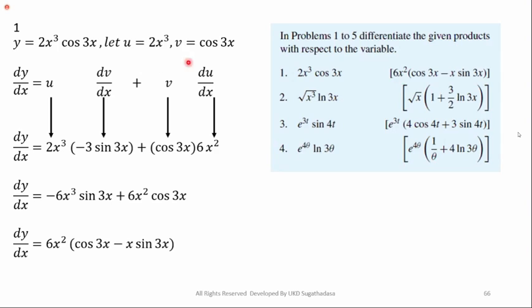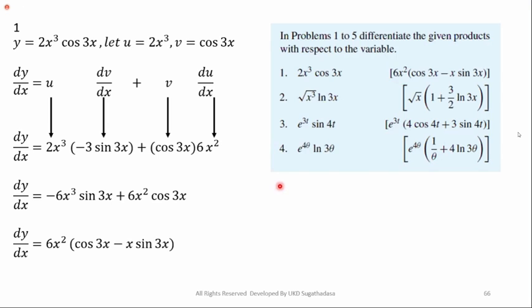dv by dx, what is v? v is this function, cos 3x. The differentiation of cos 3x, which we did earlier, is minus 3 sin 3x. That's what you get for this part. The v function you can write straight away, that is cos 3x, but then the differentiation of the other function, du by dx. u is 2x3. So differentiating 2x3 gives 6x2: 2 is a constant, and the differentiation of x3 is 3x2, so 6x2. After that, just multiply and simplify. That is all.